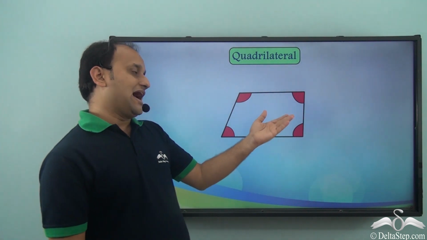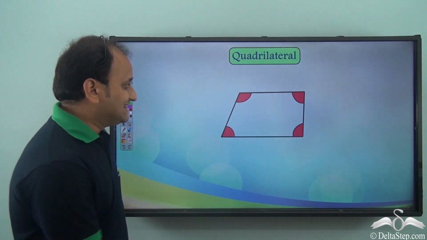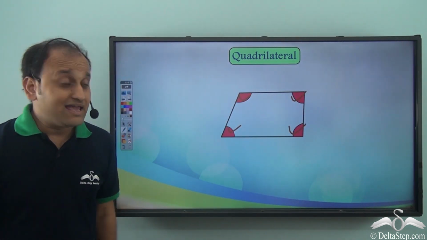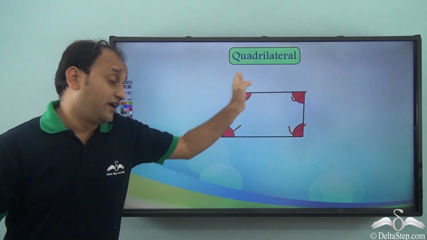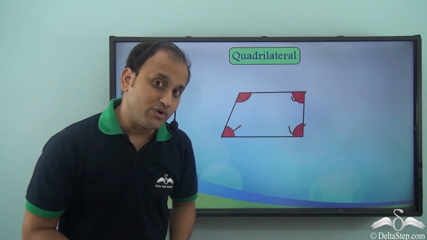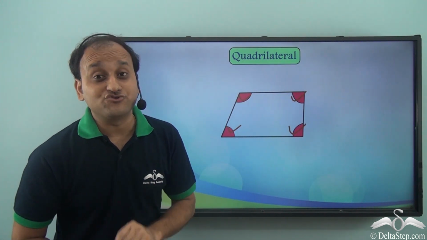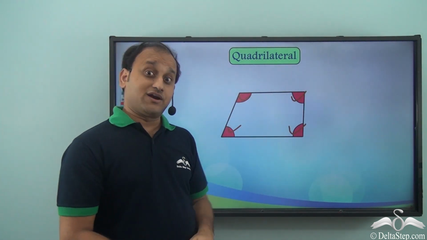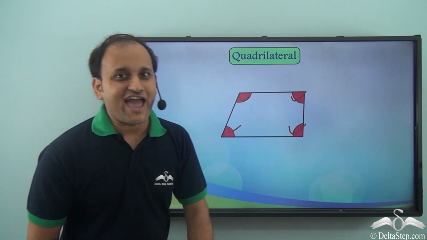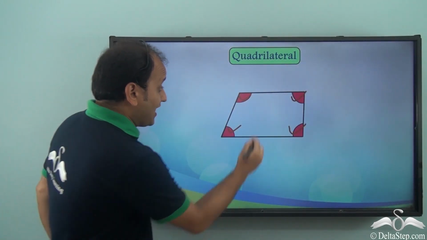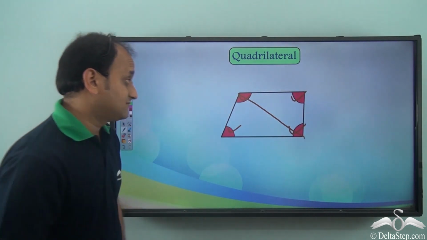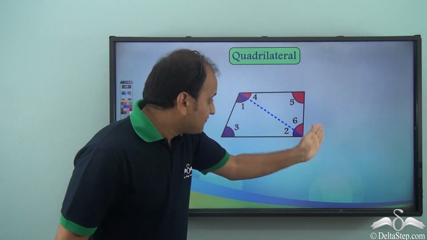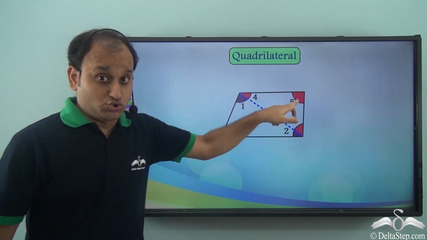So, what do we have here? We have a quadrilateral, and these are the internal angles of the quadrilateral. Now, if I want to find the sum of the internal angles of a quadrilateral, how do I do that? Well, for that, I will have to draw a diagonal, and when I do that, I divide this particular quadrilateral into two triangles. So, if I draw a diagonal like this, then I have two triangles.